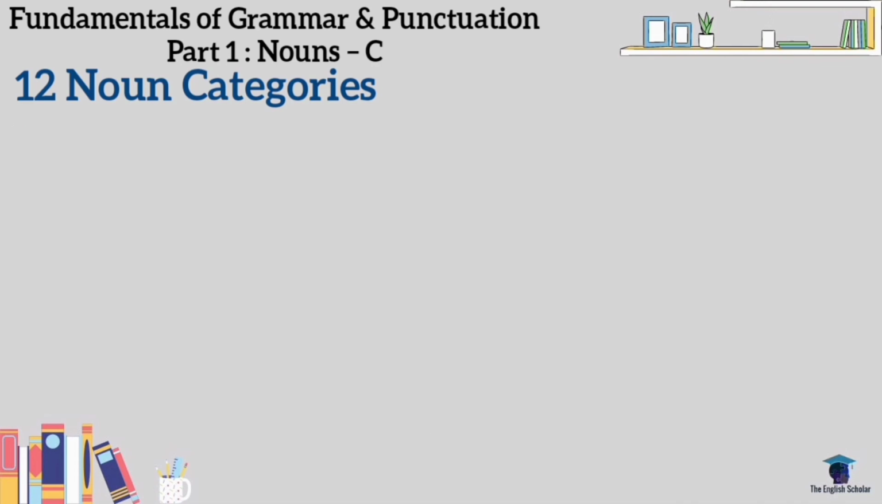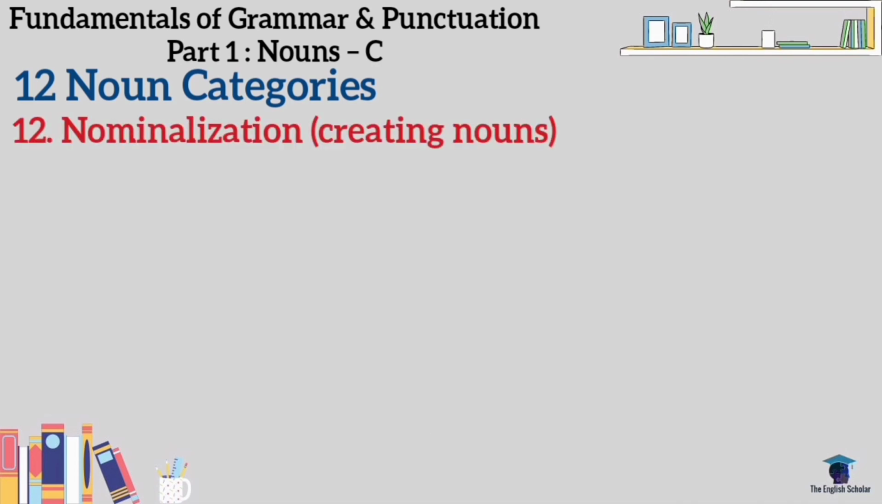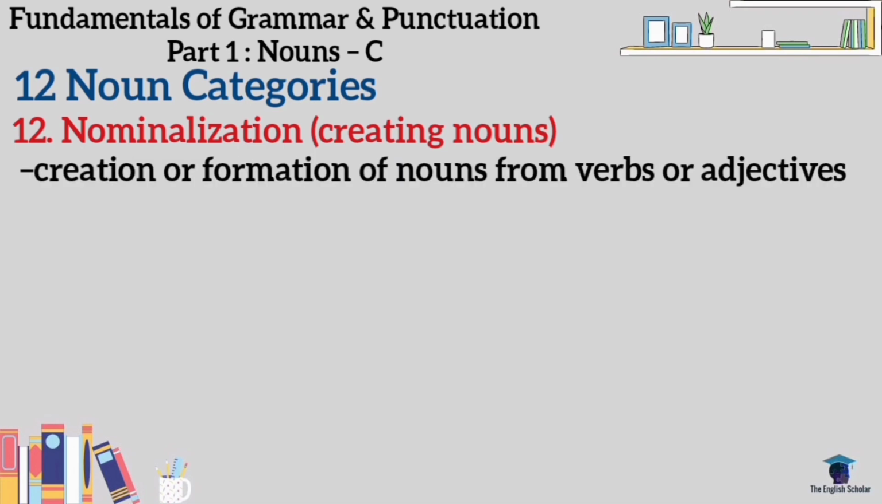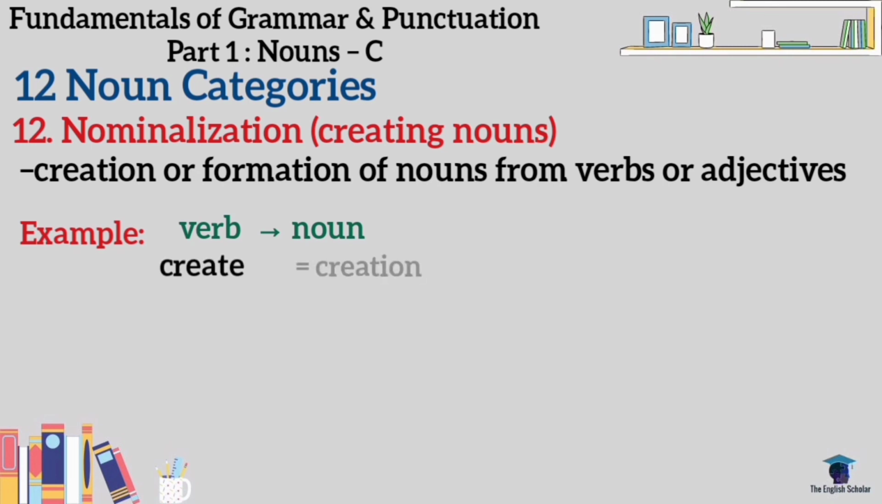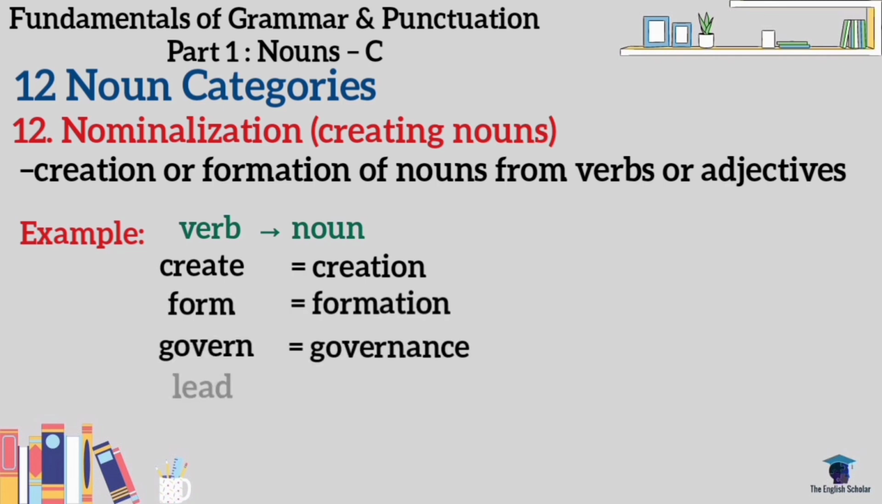Let's have the last one. Nominalization, or creating nouns. Nominalization refers to the creation or formation of a noun from verbs or adjectives, meaning we create a noun out of verbs or adjectives. For example, we have the verb create. To make this into a noun, we make it into creation. Another example: form, formation, govern, governance, lead, leadership.